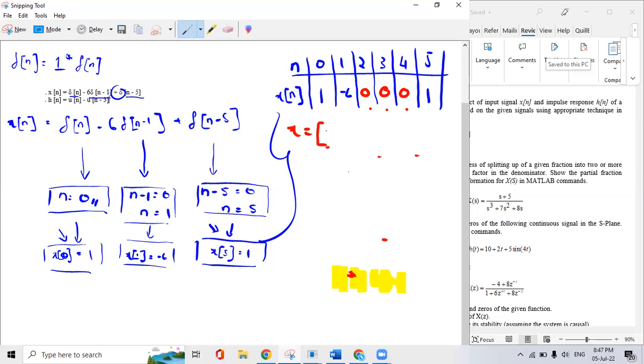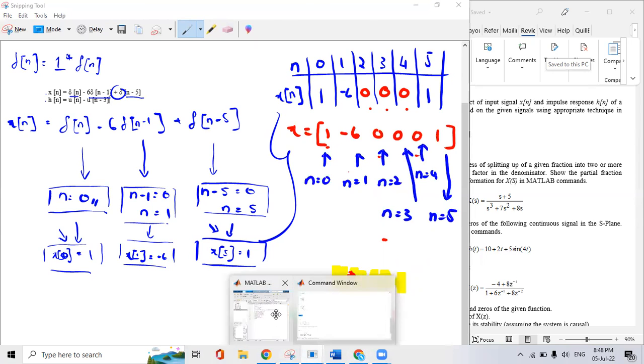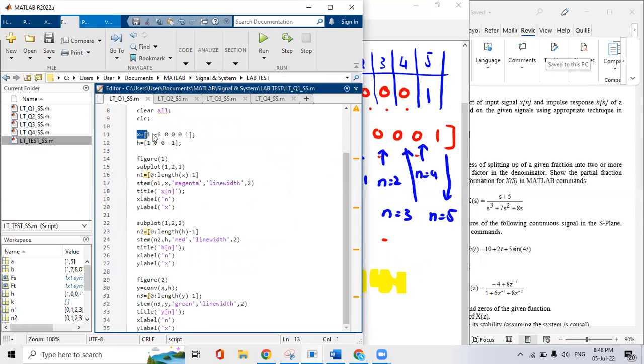X equal to [1 -6 0 0 0 1]. Why? Because this is n equal to 0, this is n equal to 1, this is n equal to 2, this is n equal to 3, this is n equal to 4, and this is n equal to 5. So this explains why, inside MATLAB, for the x part in question 1, we have an equation or code segment like this.